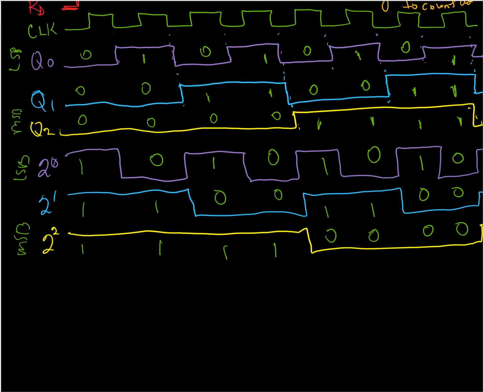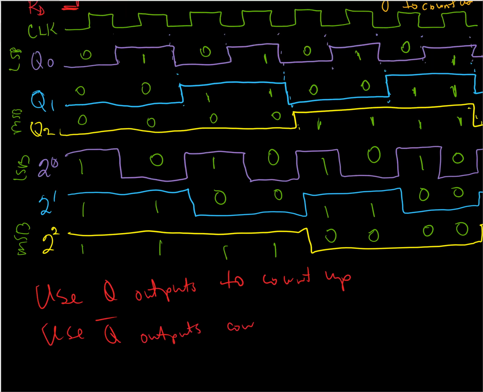So once again, what I have done here is to say use the Q outputs to count up and use the Q bar outputs to count down. Otherwise, the circuits are the same. Okay.